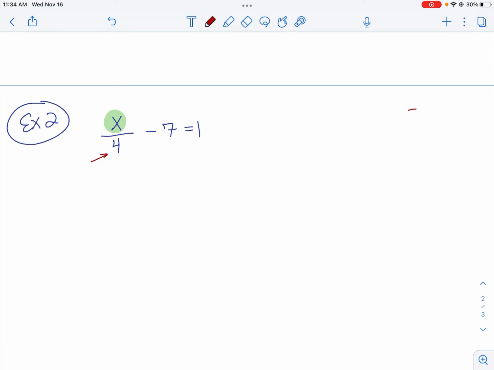Well, with solving, we want to undo any addition and subtraction first. So the opposite of minus 7 is adding 7. Those are inverses, and whatever I do to one side, I'm doing to the other. So now I have x divided by 4. Negative 7 and positive 7 cancel. That's now just going to be equal to 1 plus 7, which is 8. So that was my addition property of equality. Feel free to abbreviate those.